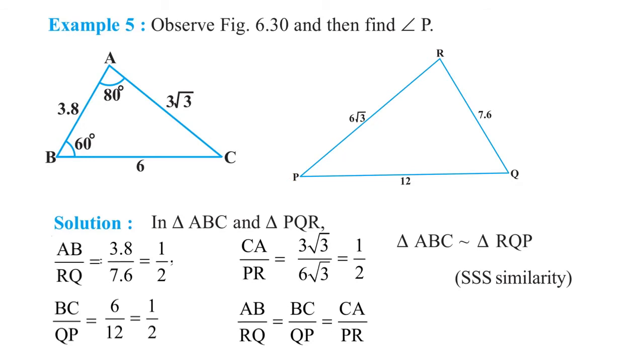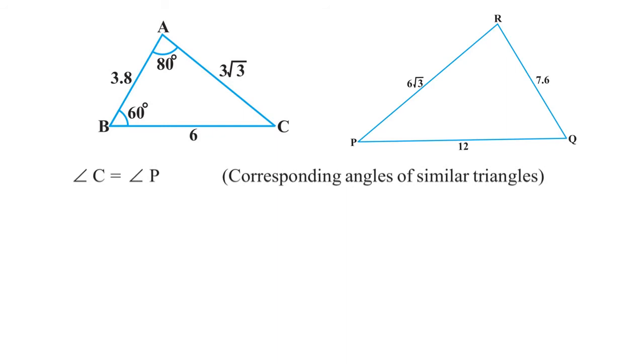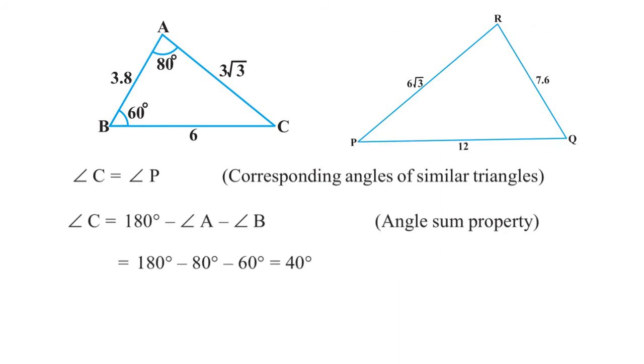Let's do that. So we know that angle C is equal to angle P. Why? Corresponding angles of similar triangles are equal. So angle C is how much? It's going to be 180 minus angle A minus angle B. And we know what angle A is and we know what angle B is. So it's going to be 180 minus 80 minus 60, which is 40. So angle P will also be equal to 40. So we found angle P. Great going. First find the similarity of triangles and then you can use the corresponding similarity criteria.